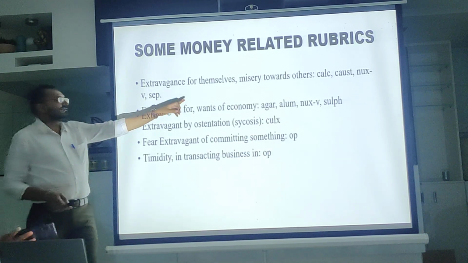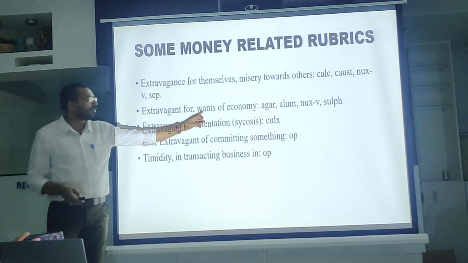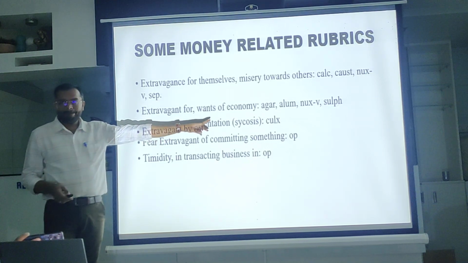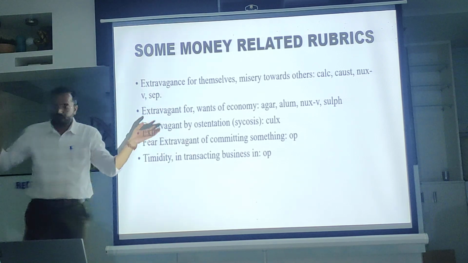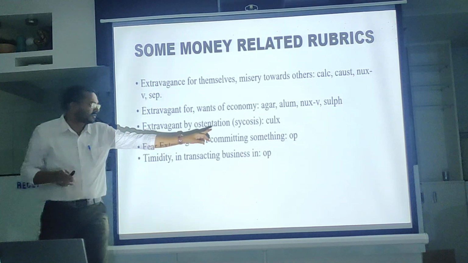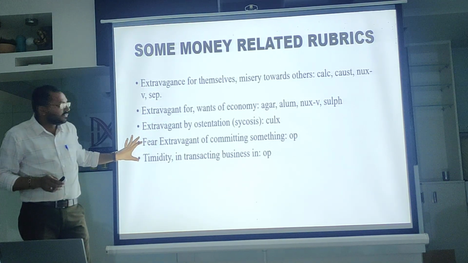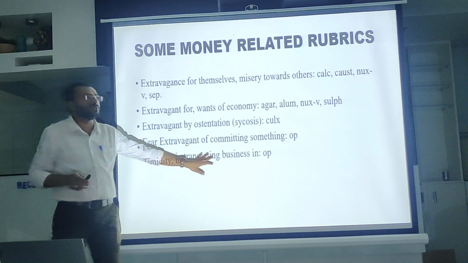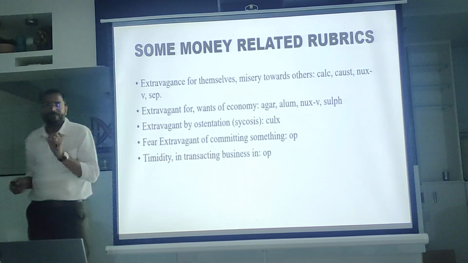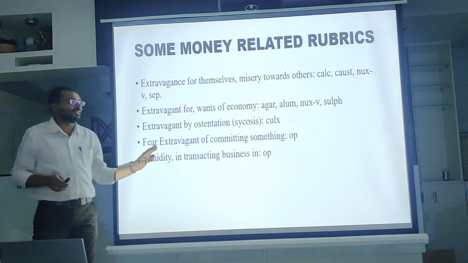Extravagance for themselves, misery towards others. Calcarea: extravagance for want of economy. Extravagant by ostentation, I am showing off. Culex, that's a mosquito. Yes, there is one rubric: fear of extravagance, committing something, and timidity in transacting the business. The only remedy is opium. Opium is a very good remedy for diabetes.